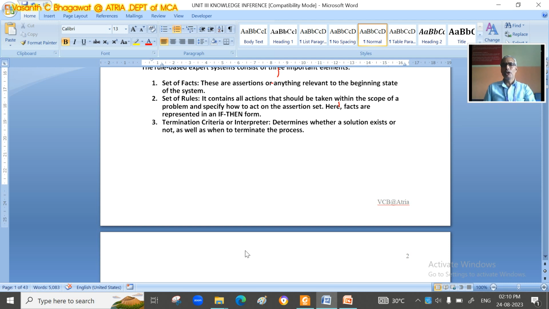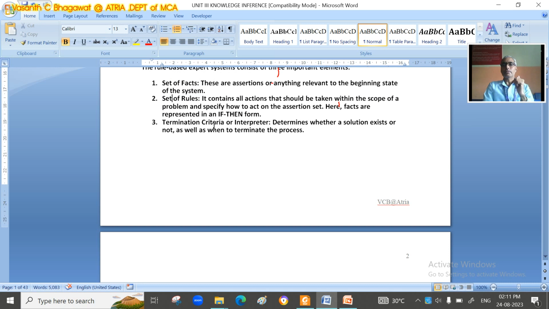The second one is the set of rules. It contains all the actions that should be taken. What are the actions we are going to take within the scope of the problem or in our particular domain? And it has the form if then, if and then. In that particular form, all the set of rules are written.